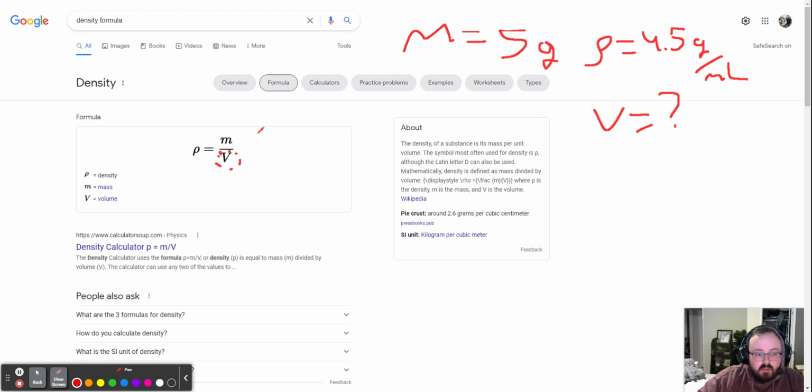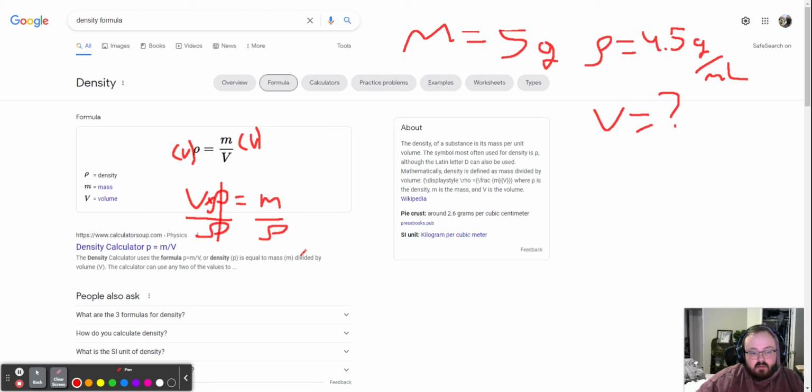This is going to take a little bit more algebra. We can do the same thing that we did last time. Multiply this by V, multiply this by V, and we get V times rho, volume times density, equals mass. But now we need to get rid of the density. We need to isolate this V. So we can divide by density on both sides. This gets rid of the density, and your new formula is volume equals mass over density.